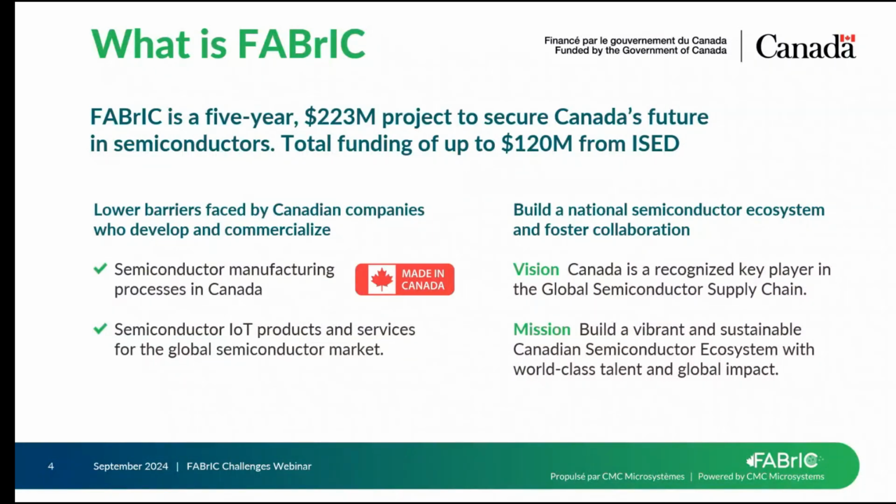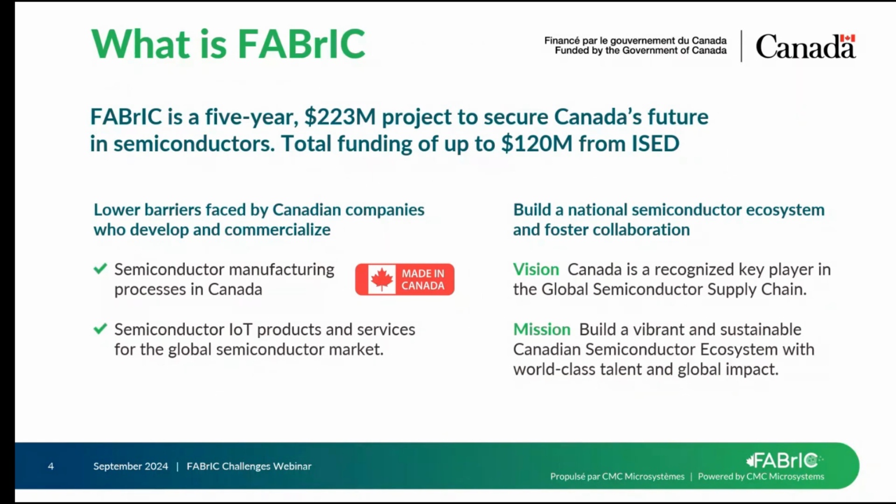So I'll start today with a quick review of what Fabric is and why we're running the program. Fabric is a 5-year, $223 million project to secure Canada's future in semiconductors. Fabric is funded by ISED through its Strategic Innovation Fund with up to $120 million in total funding, and it's being led, of course, by CMC Microsystems.